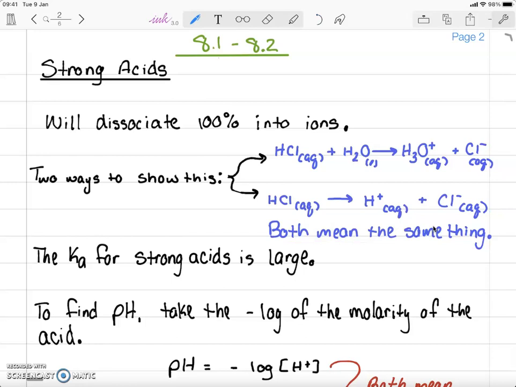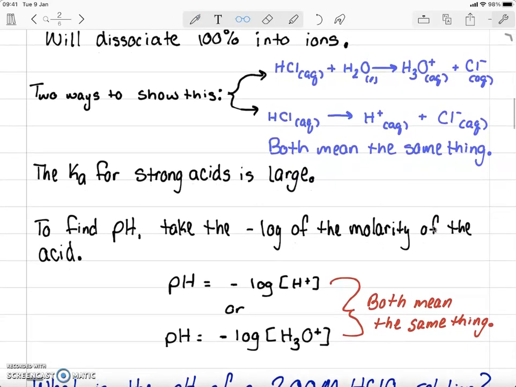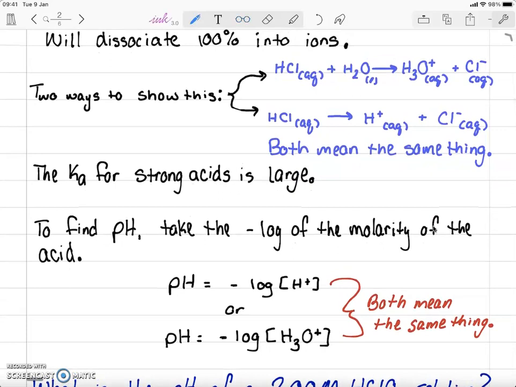The thing to keep in mind here is that it's a one-way arrow. And we show it as a one-way arrow to symbolize that it's a 100% dissociation. It goes totally to the products. For their Ka values, the Ka values for strong acids are large, and a large Ka value means that Ka is going to be greater than 1. We typically will not pay too much attention to the Ka of strong acids because they're so large and because they go to completion, or dissociate 100%.